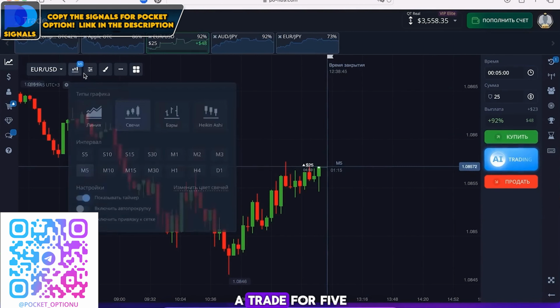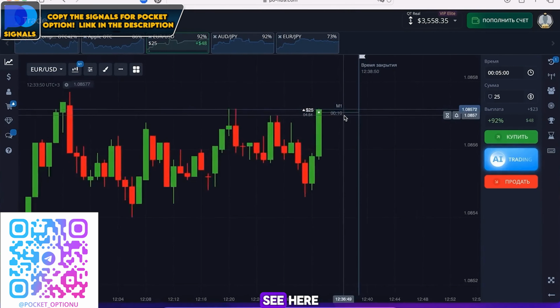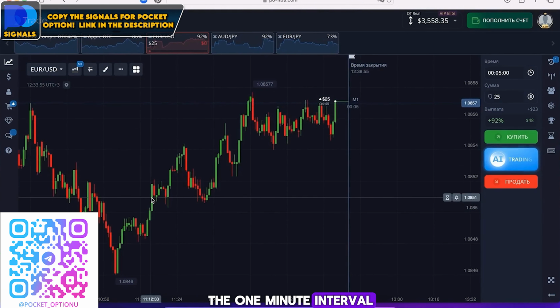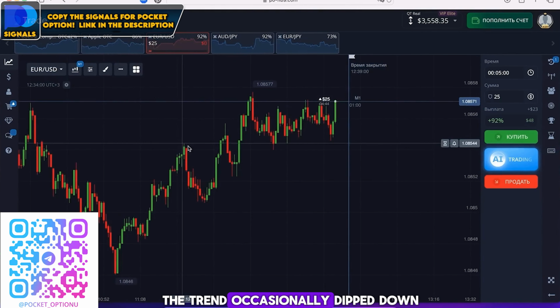So personally, I'm going to try to open a shorter trade, just on the 5-minute one. I'm going to open a trade for 5 minutes like this, and I'm entering the 1-minute interval now. What do we see here? We can see that it's more extensive here because we're looking at the 1-minute interval, 1-minute candles.